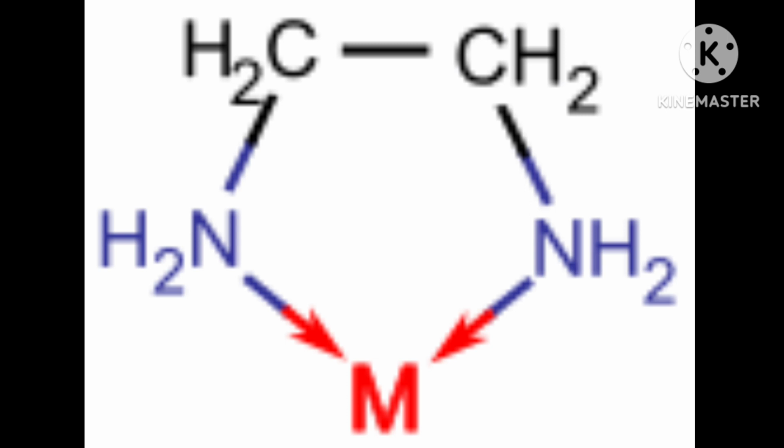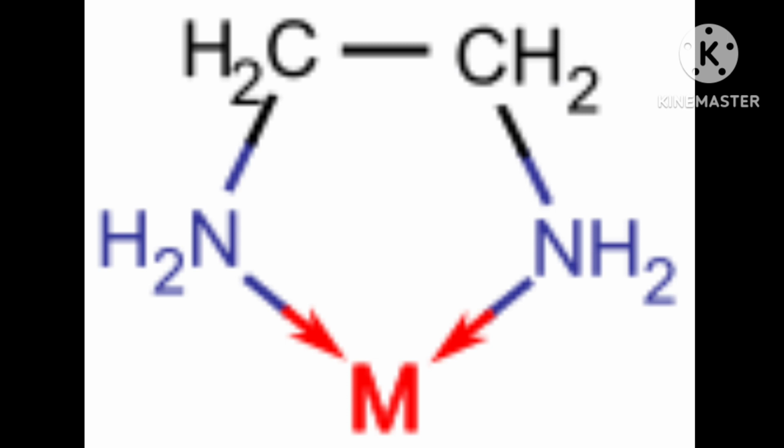Now, what is the coordination number? The next term is coordination number. It is also very easy. The number of ligands joined to the central metal atom or ion is called the coordination number. If 4 ligands are joining to the central atom or ion, the coordination number is 4. If 6 are joining, the coordination number is 6. In short it is called CN.